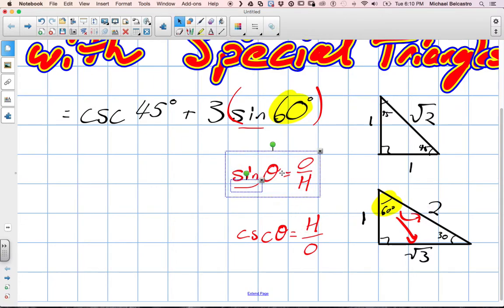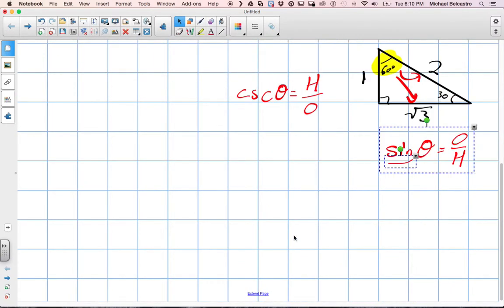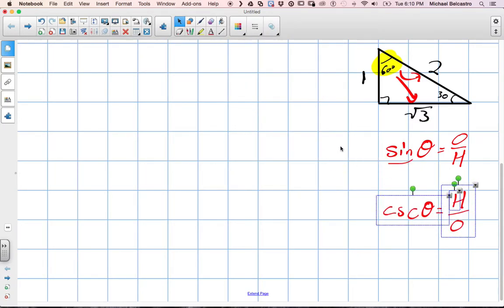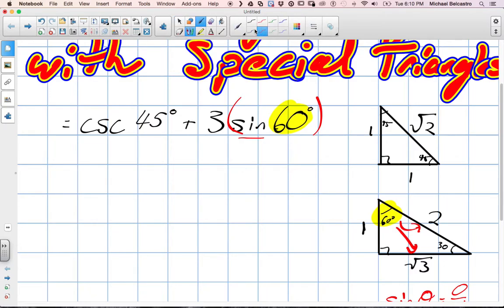Okay, so we'll move this down so we have some room. So this is root 3 over 2. And that's still times that coefficient. Think of that like a coefficient of 3 in front.